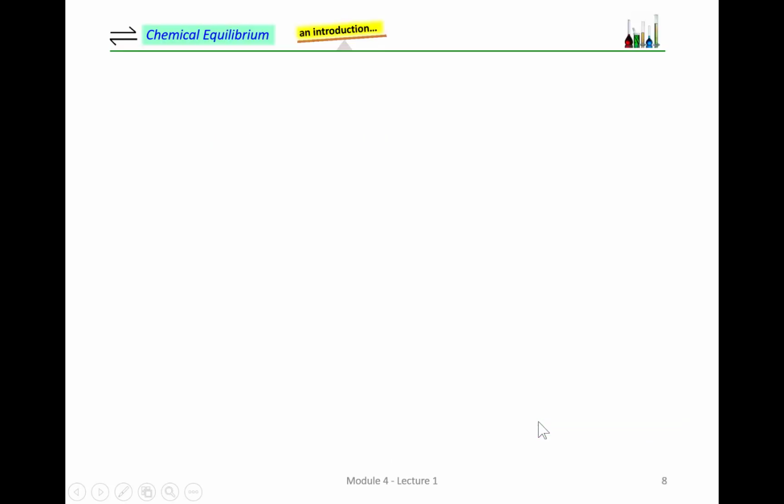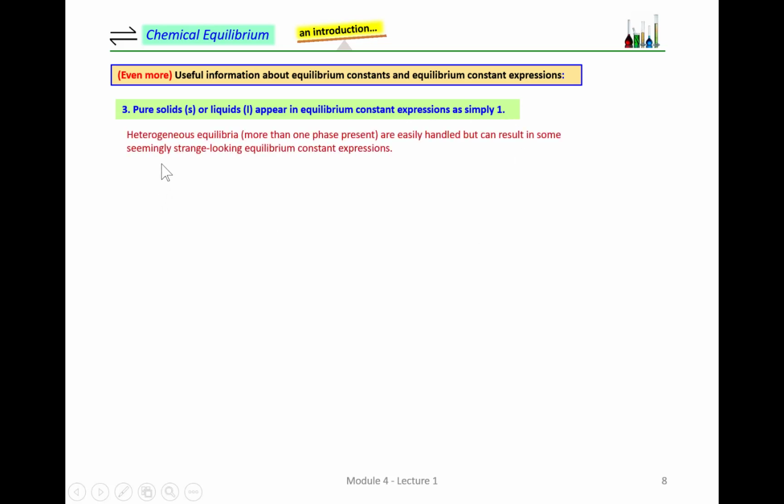Here's even more useful information about equilibrium constants and equilibrium constant expressions. It turns out that pure solids, anything labeled with an S in an equation, or liquids, anything labeled with an L, appear in equilibrium constant expressions as simply the number 1. Heterogeneous equilibria, more than one phase present, are easily handled but can result in some seemingly strange-looking equilibrium constant expressions.